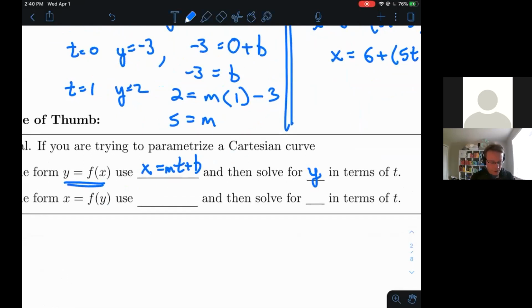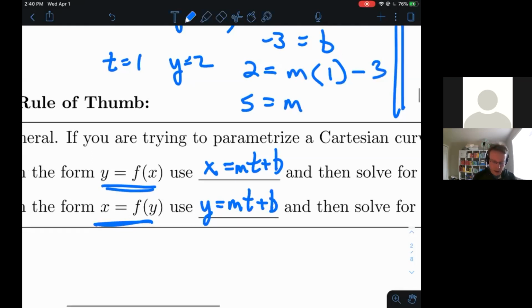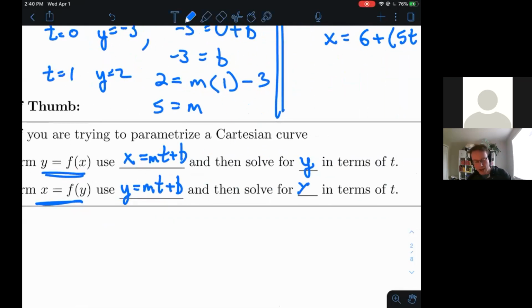Or likewise, if you can solve, x equals some function of y, then you can go ahead and use y is equal to some linear function with t's, mt plus b, and then you could use that to solve for x.